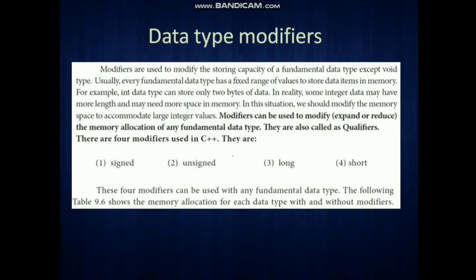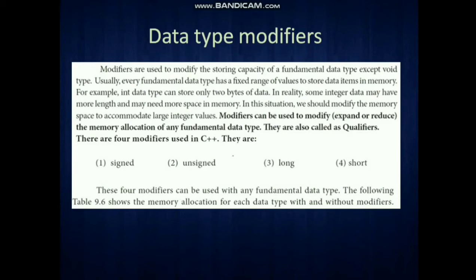Regarding the memory allocation of any fundamental data type, we have to use these modifiers only in fundamental data types. Why? Because we are allocating the memory of the variable. That is called qualifiers. The modifier names are also called qualifiers.